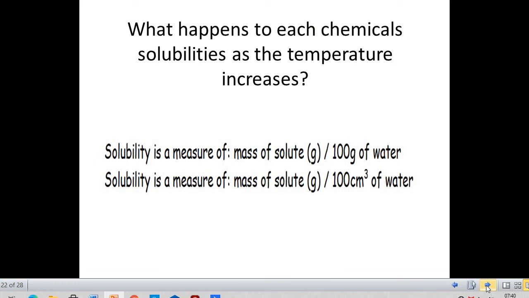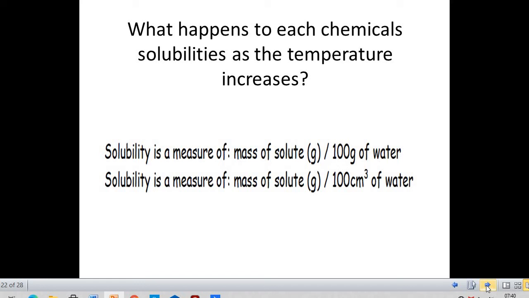So you fill in your table, you work out the mass dissolved, and you answer the question, what happens to each chemical's solubilities as the temperature increases? In other words, do they dissolve more at higher temperatures, or do they dissolve less at higher temperatures?